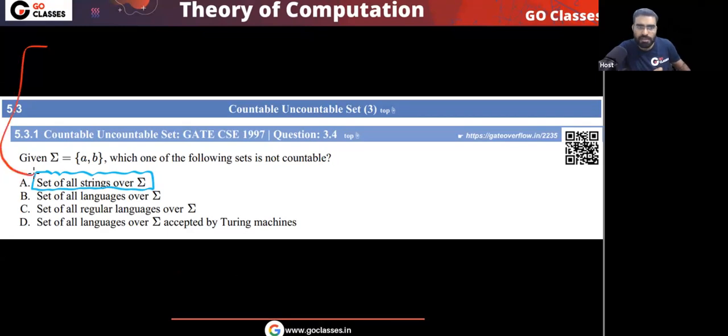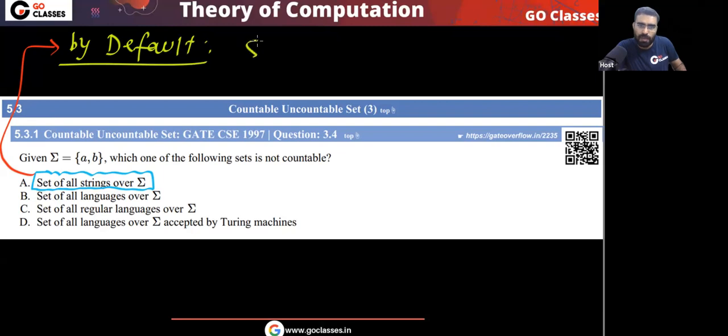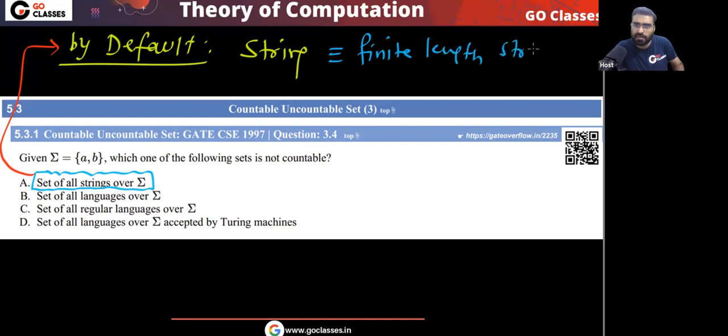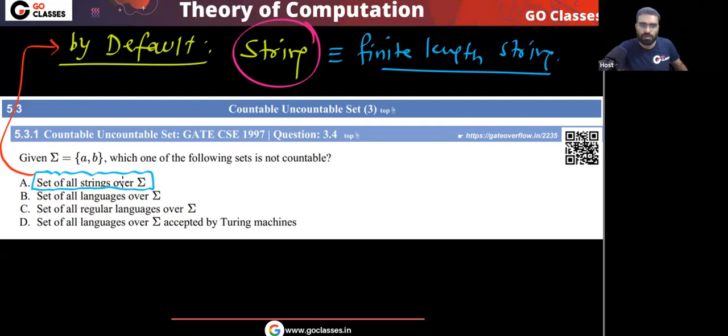Remember this point: by default, or in theory of computation, string means finite length strings. If I include infinite length strings, then this will become uncountable. But in theory of computation, by default, a string always has finite length. So that is the reason this is countable.